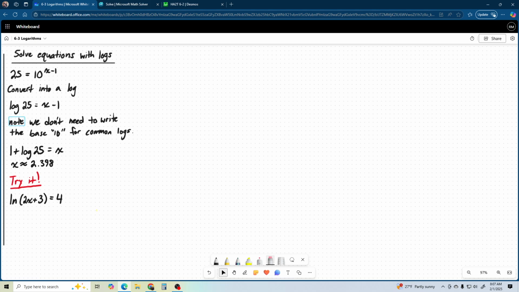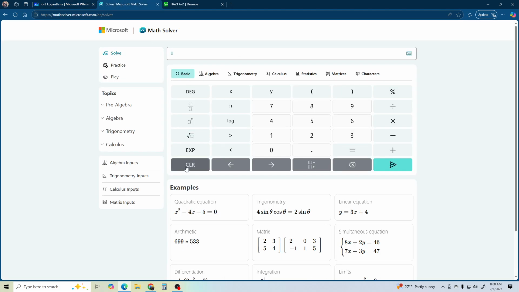So what am I going to do? I'm going to add 1 to both sides. And this looks really weird, 1 plus log 25. But remember, log 25 is just a number, right? So if we put in log 25 on our calculator and then just add 1 to it, we'll get our answer, right? So let's do that. So go back here, log of 25 equals 1.39, and I'm just going to hit plus 1.